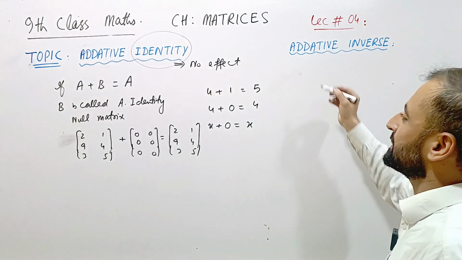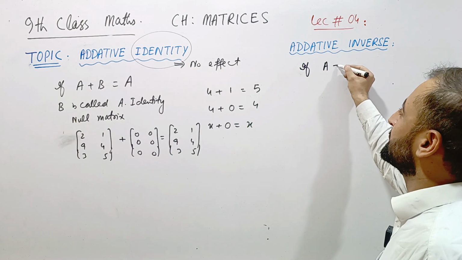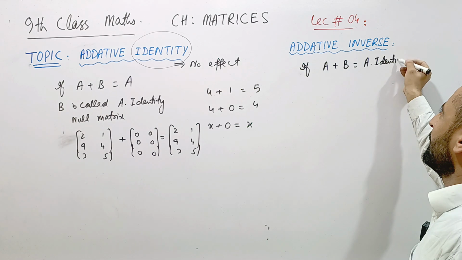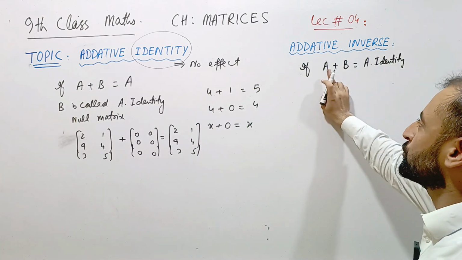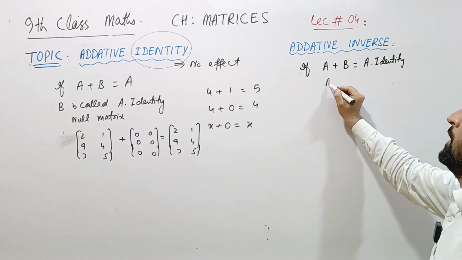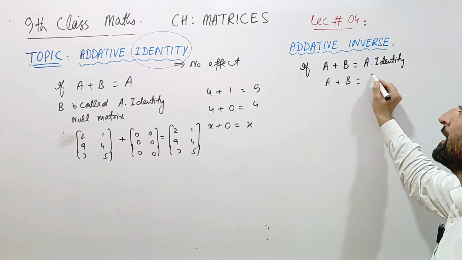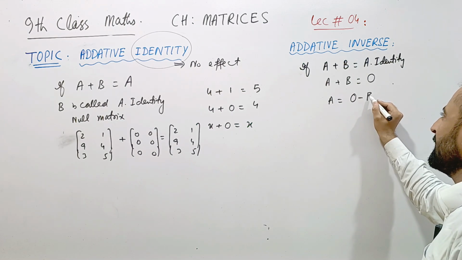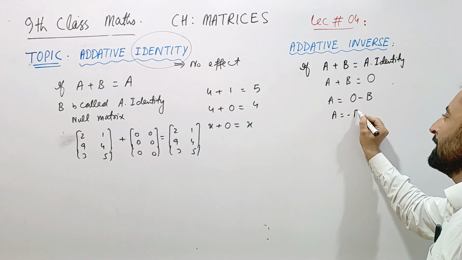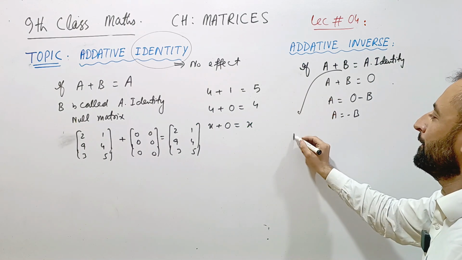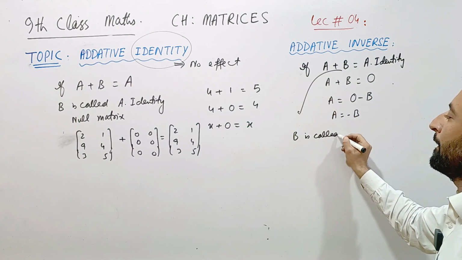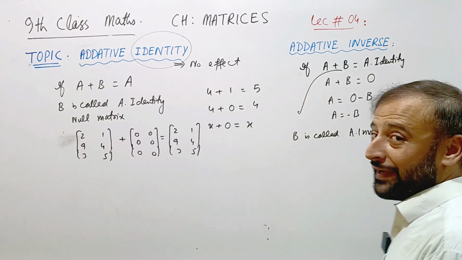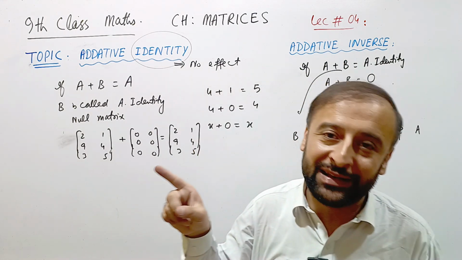Additive inverse means that if A plus B is equal to additive identity, null matrix, what should be added? So here we know that additive identity is a null matrix. So 0, null matrix, A is equal to minus B. Then this B is called additive inverse of A. What should be added with the given matrix to get identity result?